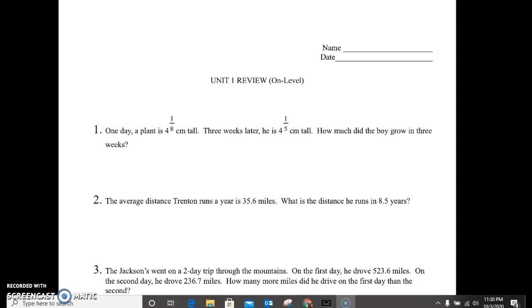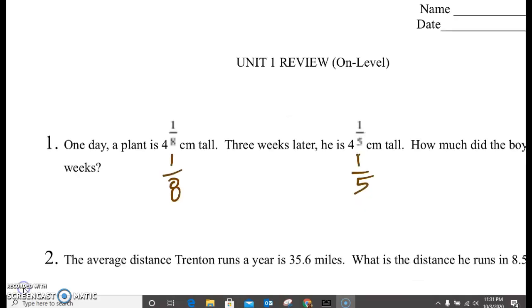So it says one day a plant is 4 1/8 centimeters tall. 3 weeks later, he, being the plant, is 4 1/5 centimeters tall. So how much did the boy grow in 3 weeks? A little bit of a typo there. So how much more? That should be a key for you for what operation? Subtraction. So we are going to have to subtract. So it's 4 1/8 and 4 1/5.